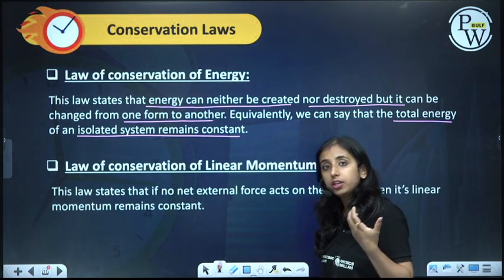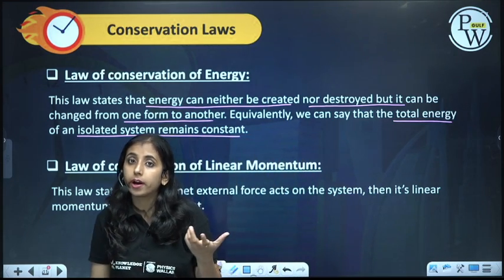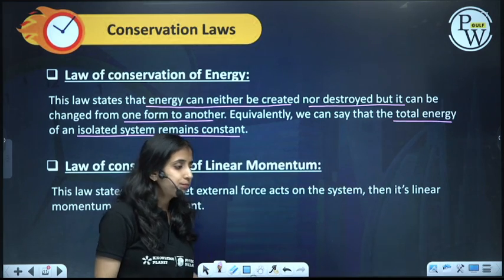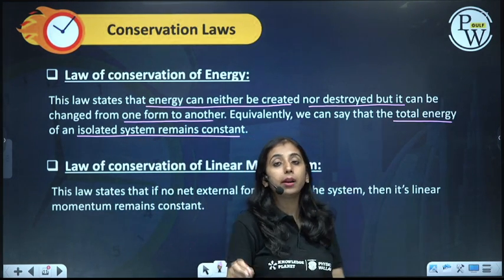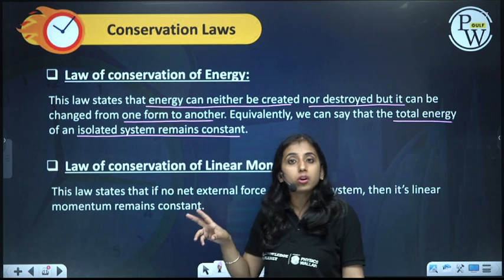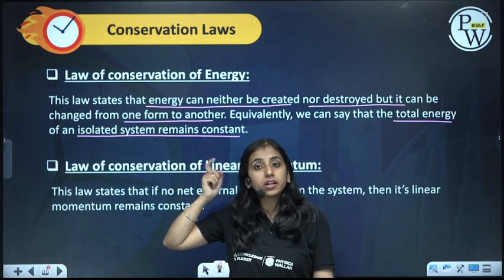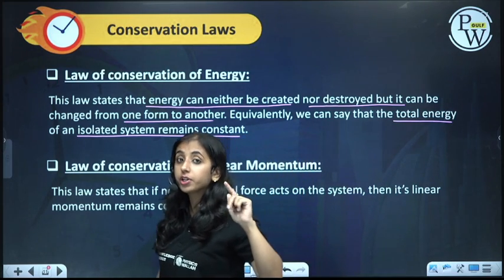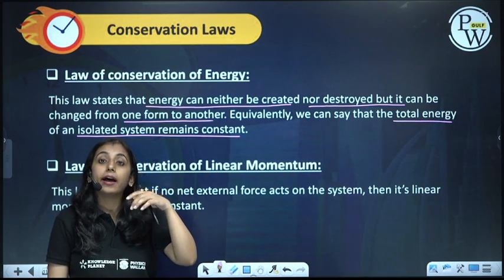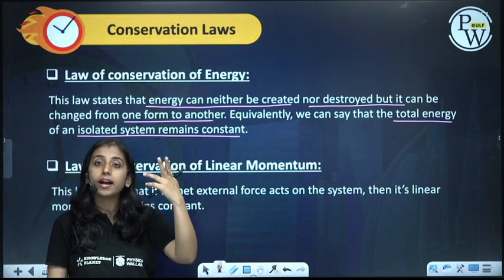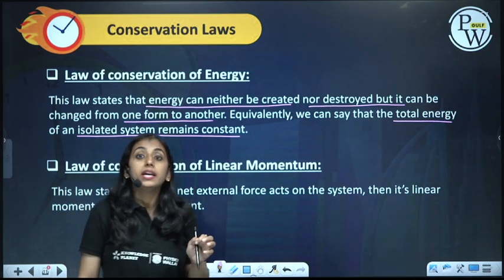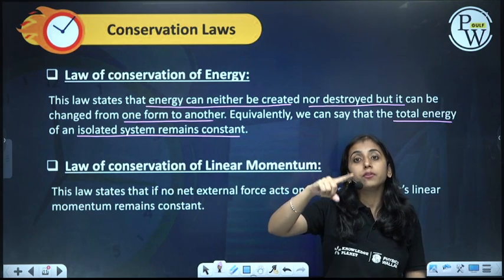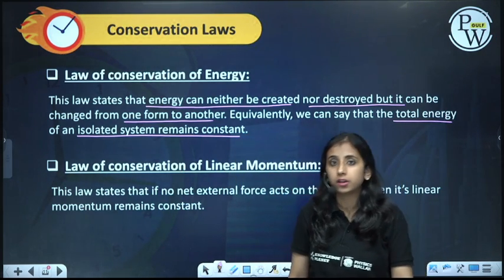What does the law of conservation of energy say? That energy can neither be created nor destroyed. We can only convert it from one form to another. Let us see an example. As soon as we switch on the light, we have electrical energy in the wires, which gets converted into light energy in the bulb, and then this light energy heats up the environment and the bulb and gets converted into heat energy. So we have energy converting from one form to another.